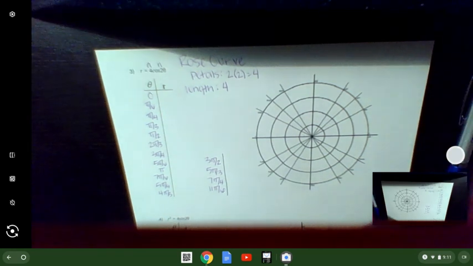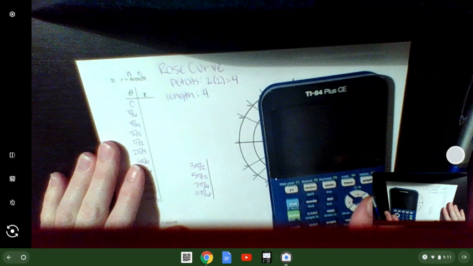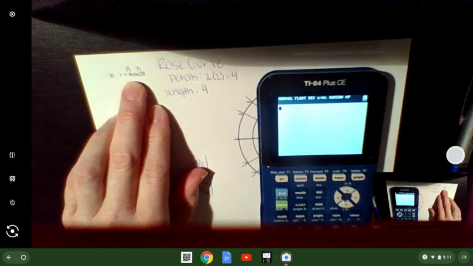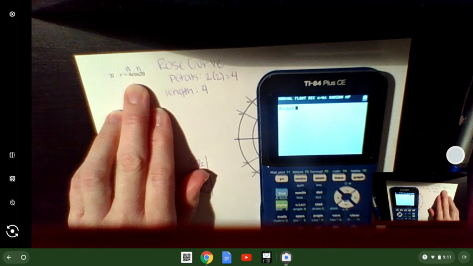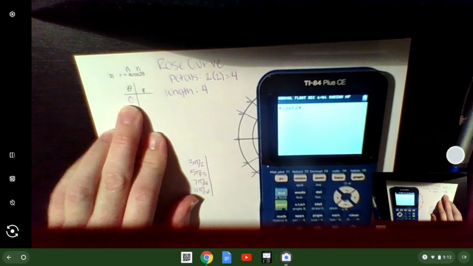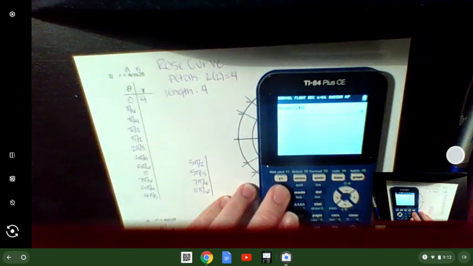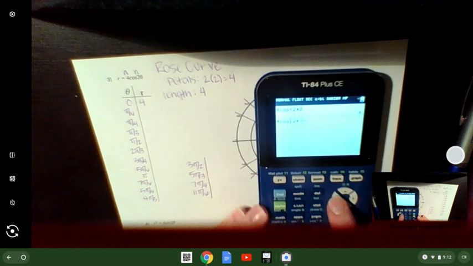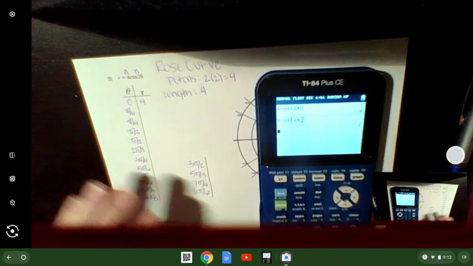Okay, and again, I'm going to let you go to your calculator. I'm going to clear that out. And we have 4 cosine of 2 theta. So 2 times 0, we get 4. Going to change that theta value to a fraction now. Pi over 6. We get 2.